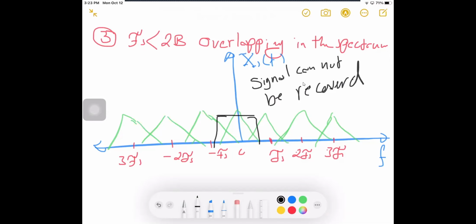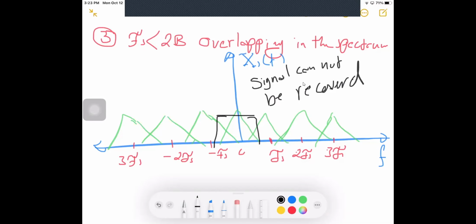So how we are going to recover the original signal? Of course using a low pass filter.